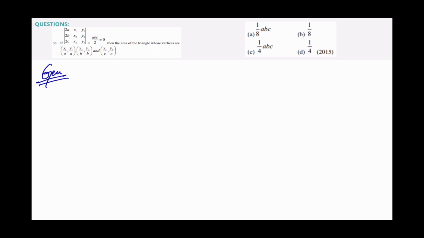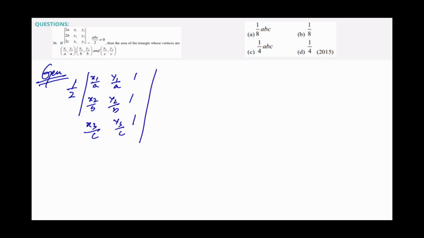In the general case scenario, what is the area formula? Half of the determinant with rows x1 by a, y1 by a, 1; x2 by b, y2 by b, 1; x3 by c, y3 by c, 1. Correct. This is the formula.